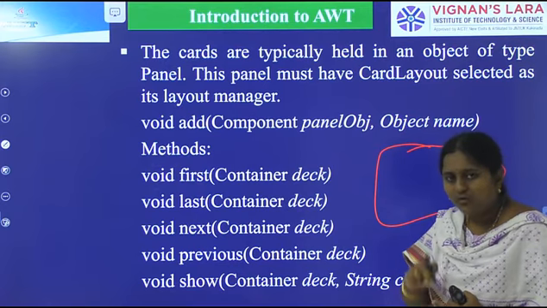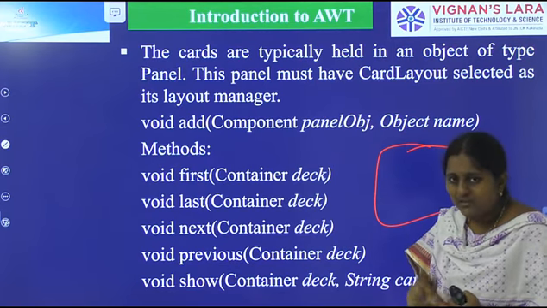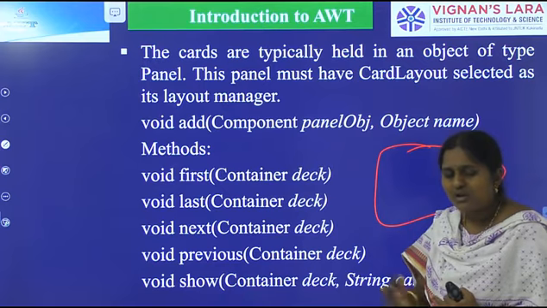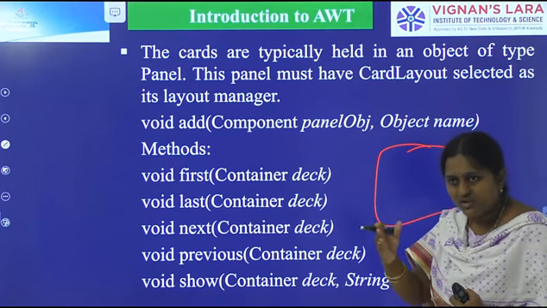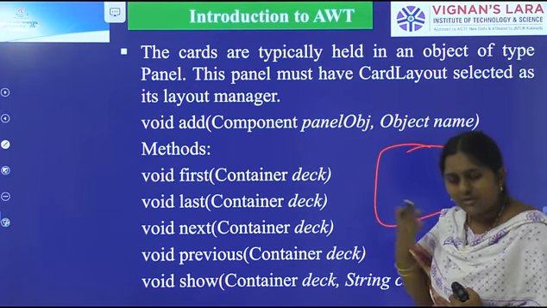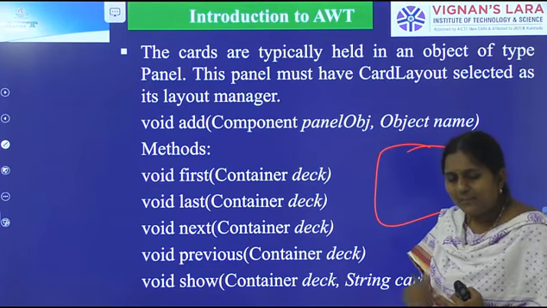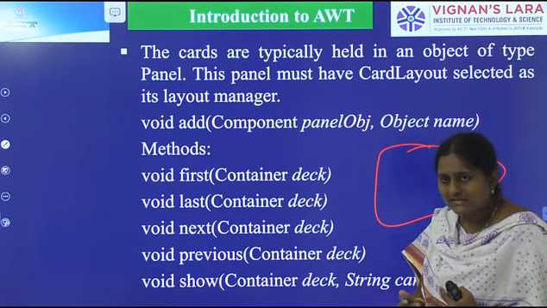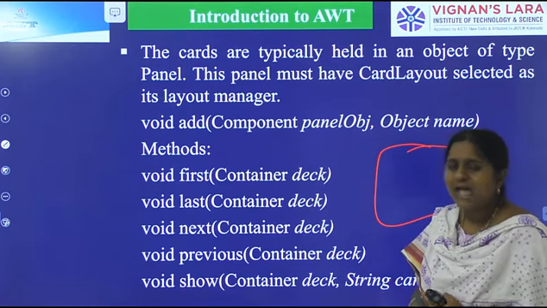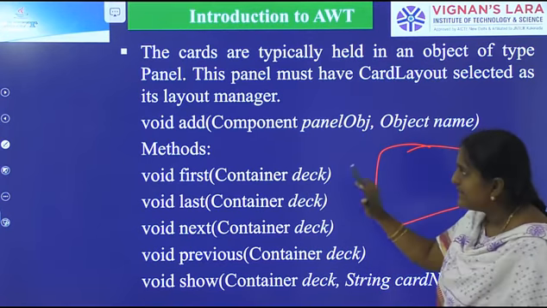It is nothing but a collection of cards. At a time only one card is visible. Suppose we have a stack with a number of cards, a number of components. At a time you can pick up only one from this stack of cards. Only the top card is visible at a time.